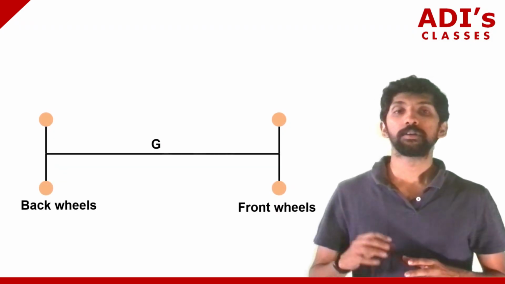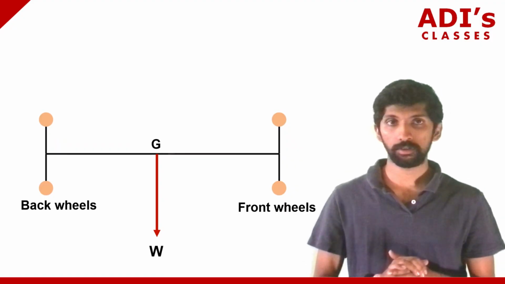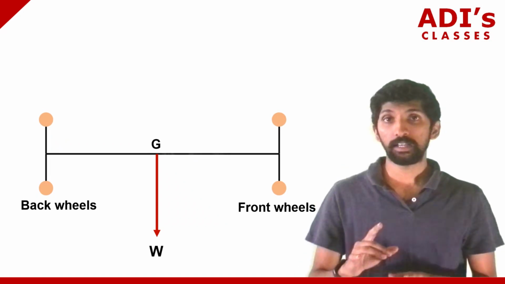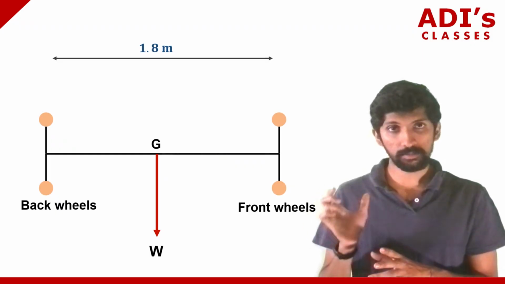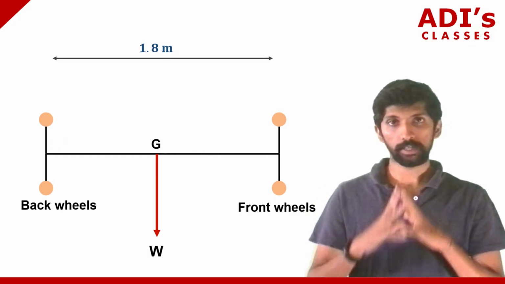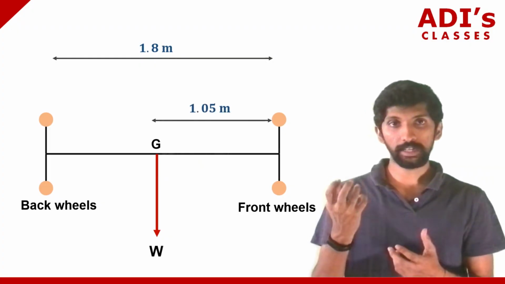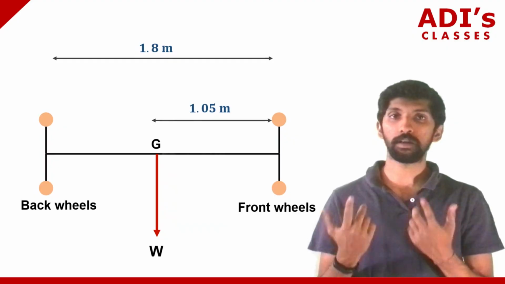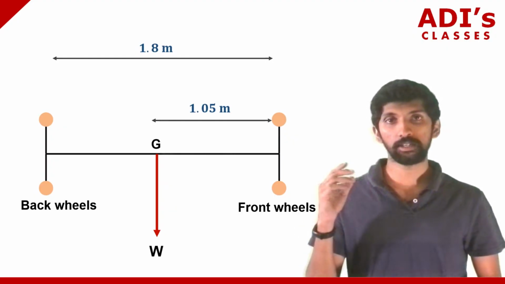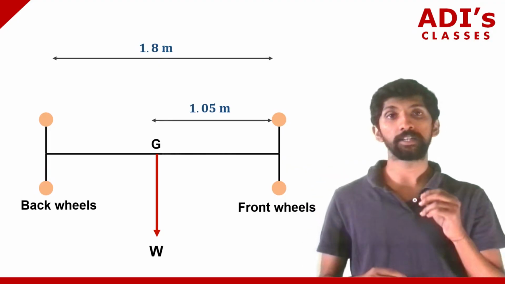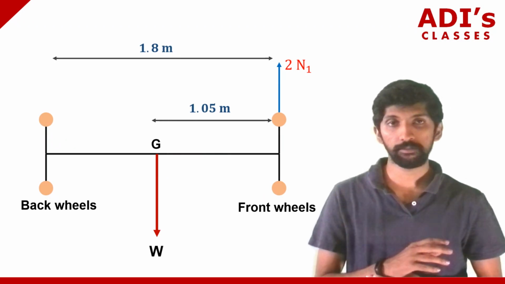Now the next thing, the total distance is 1.8 meter, that we already know, and the center of gravity is 1.05 meter behind the front axle. So that means this other distance is 1.8 minus 1.05. Now we'll take normal reactions, because weight is downwards, so normal will be upwards, Newton's third law of motion, correct? Let N1 be the normal reaction on the front wheel and N2 be the same thing on the back wheel.